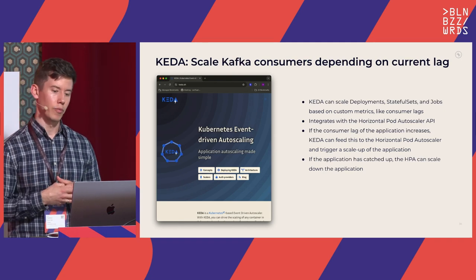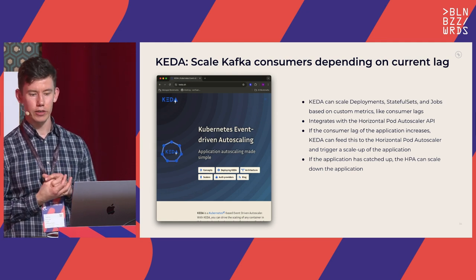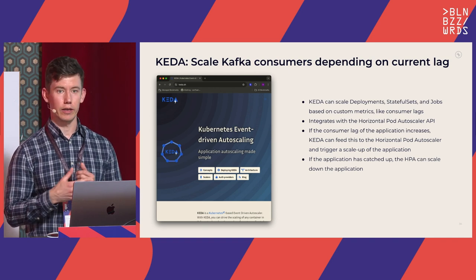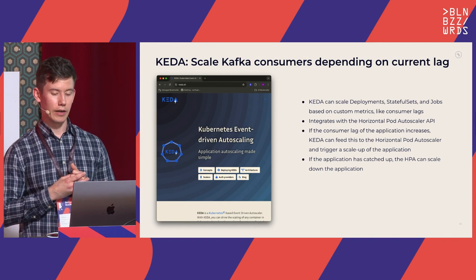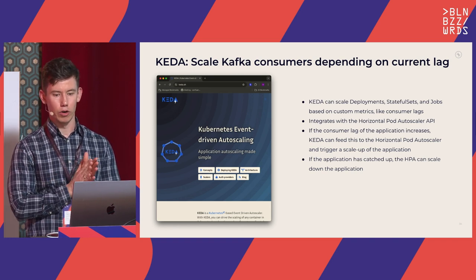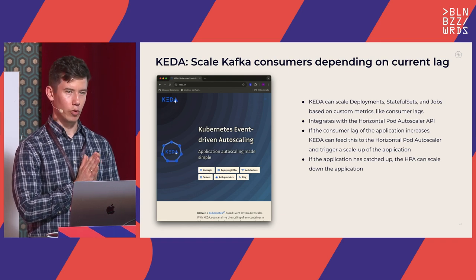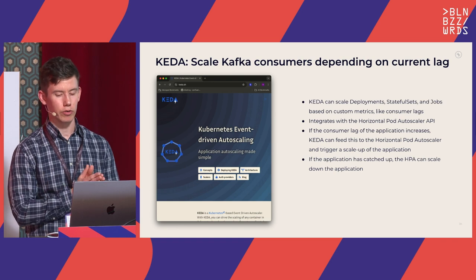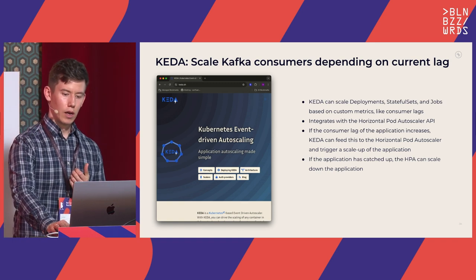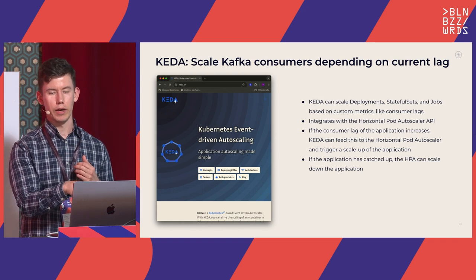One tool to perform this task in an elastic way on Kubernetes is KEDA, which stands for Kubernetes Event-Driven Autoscaling, and lets you scale different Kubernetes resources like deployments, stateful sets, and jobs, but also even custom resources. It can scale these objects based on custom metrics like consumer lag, and integrates with the existing horizontal pod autoscaler API, which is a Kubernetes native resource, but lets you scale your resources mainly on CPU and main memory. It supports custom metrics, but KEDA does a much better job at scaling based on custom metrics like consumer lag. So if the consumer lag of your Kafka application increases, KEDA can feed this data into the horizontal pod autoscaler API and trigger a scale-up.